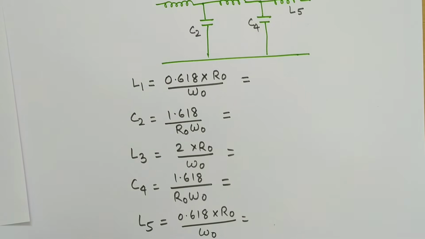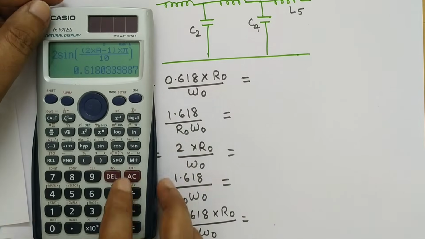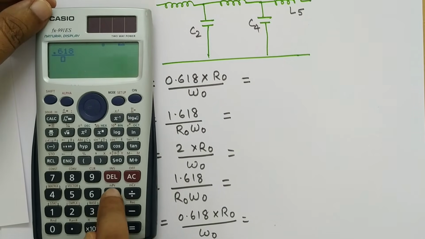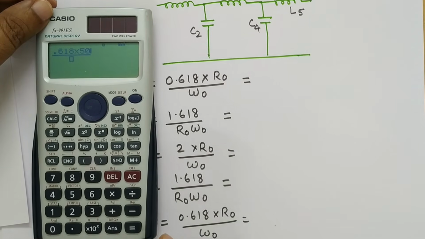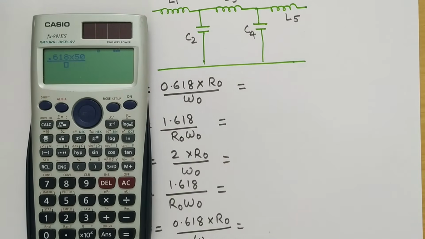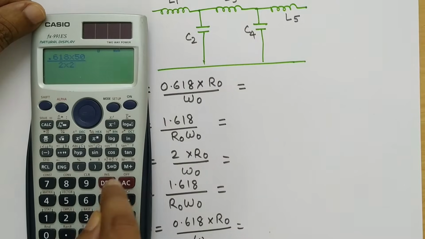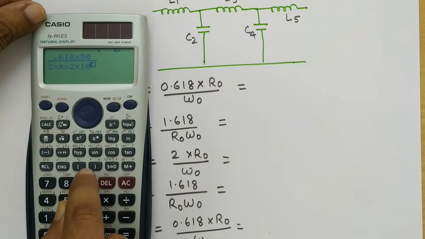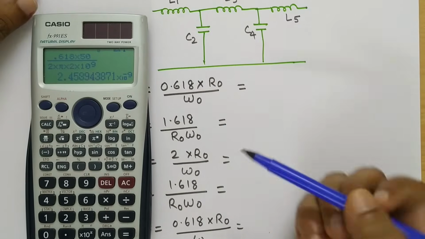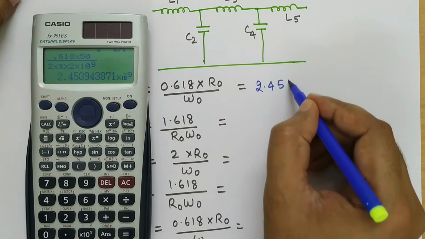So let us calculate the first value, which is equal to 0.618 multiplied by R0, which is 50 ohm given in the question, and then we have to divide it by omega naught. Omega naught is the cutoff frequency, so we have to put the cutoff frequency here: 2 into pi into 2 gigahertz, so 2 into 10 to the power 9. So this comes to be 2.45 nanohenry. So let us put that value here. It's 2.45 nanohenry.